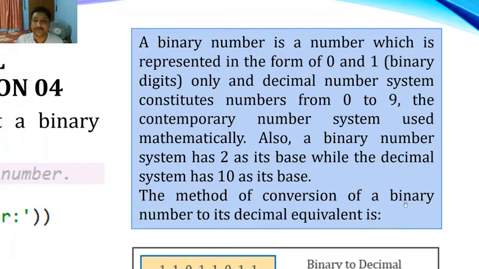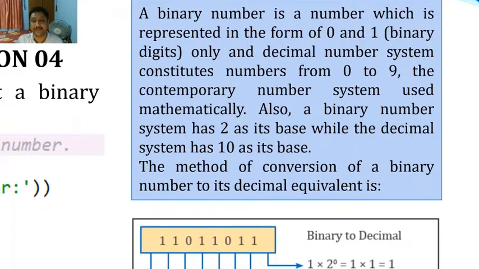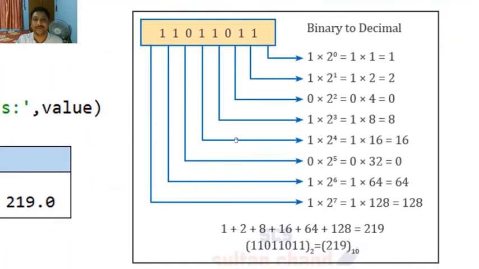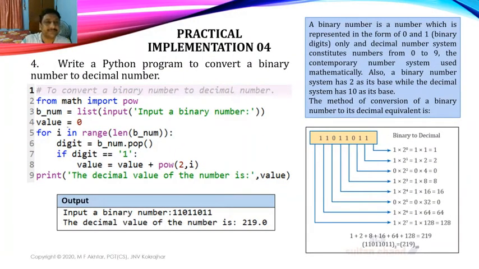The method of conversion of a binary number to its decimal equivalent is like this. This is the formula to compute how to convert binary to decimal. Say, for example, we have taken this number, 1101111. First we will multiply 1 into 2 to the power 0, like this. We will gradually increase the power and then compute all the values here. The total value is 219.